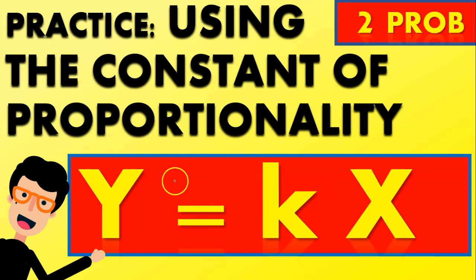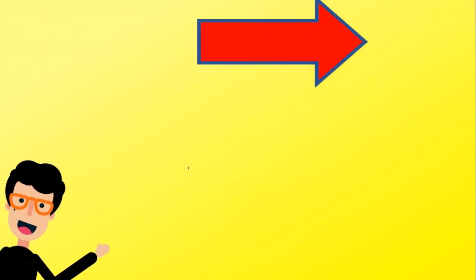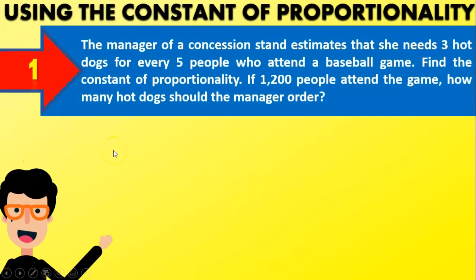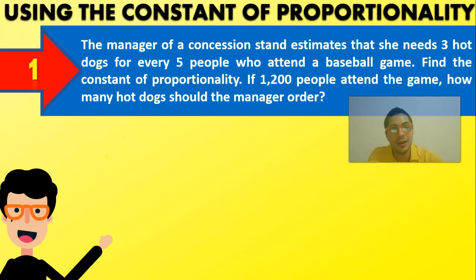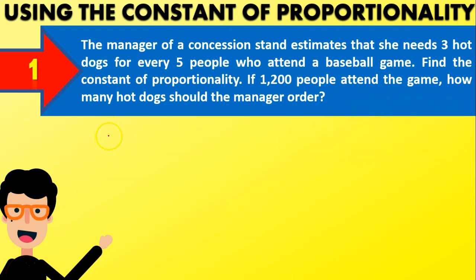You guys are very likely going to understand with a problem. Okay, so let's look at problem number 1. The manager of a concession stand estimates that she needs 3 hot dogs for every 5 people who attend the baseball game. So they're asking us to find the constant of proportionality, and they are also telling us if 1,200 people attend the game, how many hot dogs should the manager order?